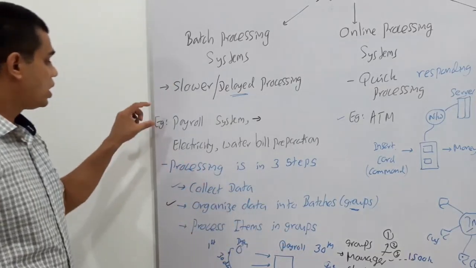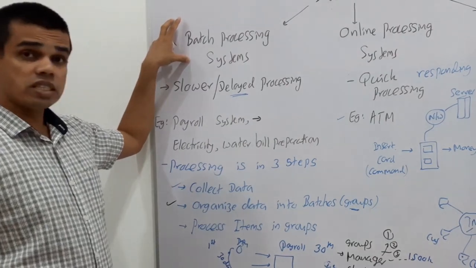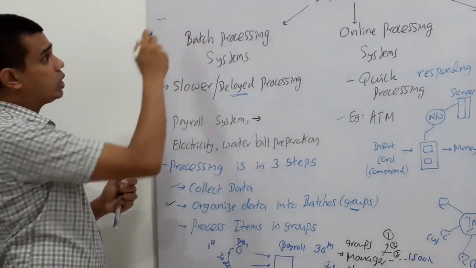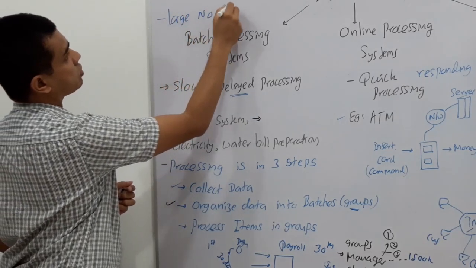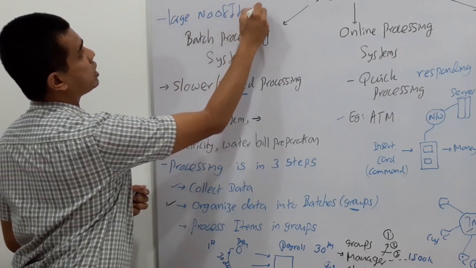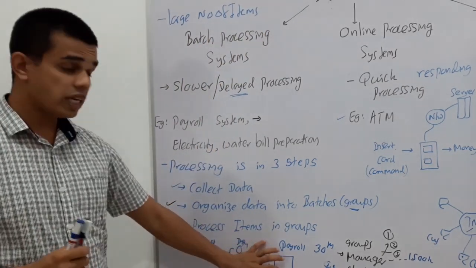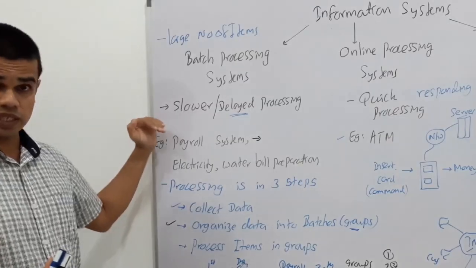This is what the batch processing system is. The batch processing system is suitable whenever you have to execute a large number of items. Normally in an organization there are around hundreds of employees. Then in order to prepare salary for hundreds of people, the best solution is going for a batch processing system.